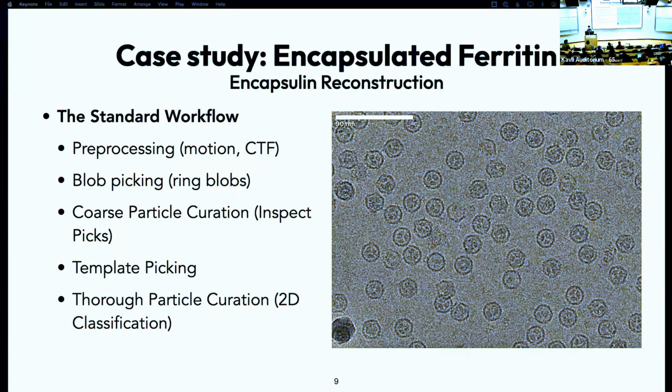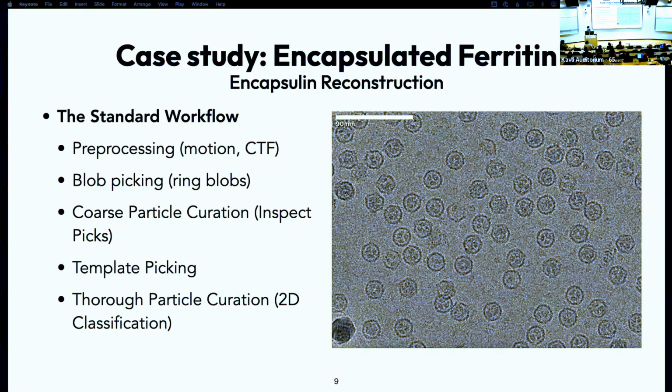After that, I did some coarse particle curation via the inspect particle picks job, mostly removing noisy picks that were just pure noise and false positives, as well as removing some ice picks. After that, I did template picking. I took the good particles from that, ran them through classification and got some templates, and then went back and did template picking again, which gave a cleaner set of particles to work with. And then I did thorough particle curation, as Rich described, which was just one round of select 2D classification and select 2D classes.